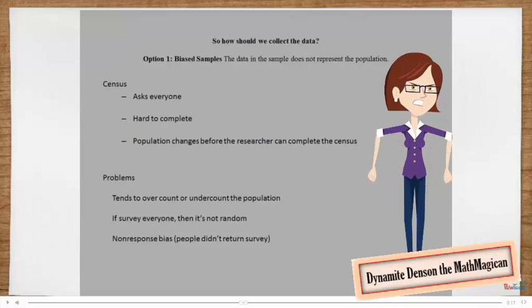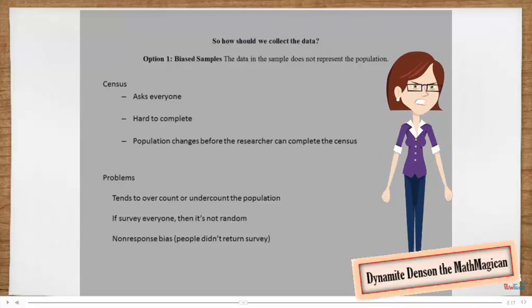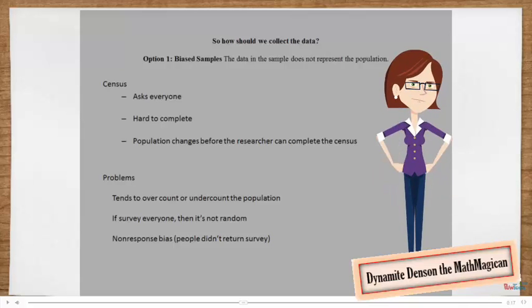You may wonder how it would overcount. Sometimes people will get questioned twice. Finally, there is the problem of non-response bias. Sometimes people do not return the census.